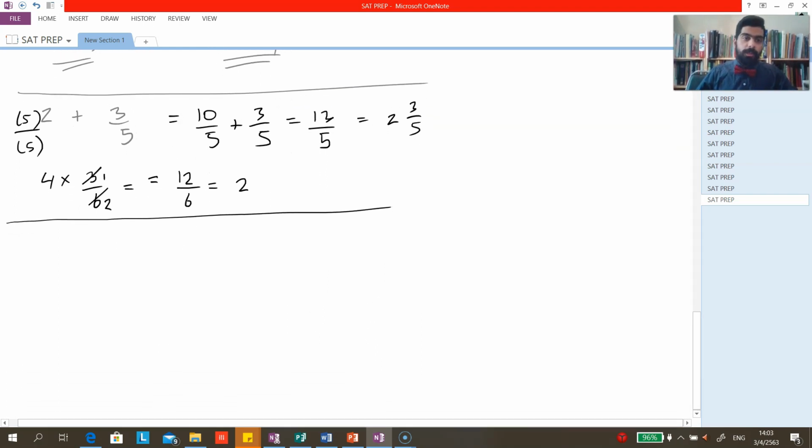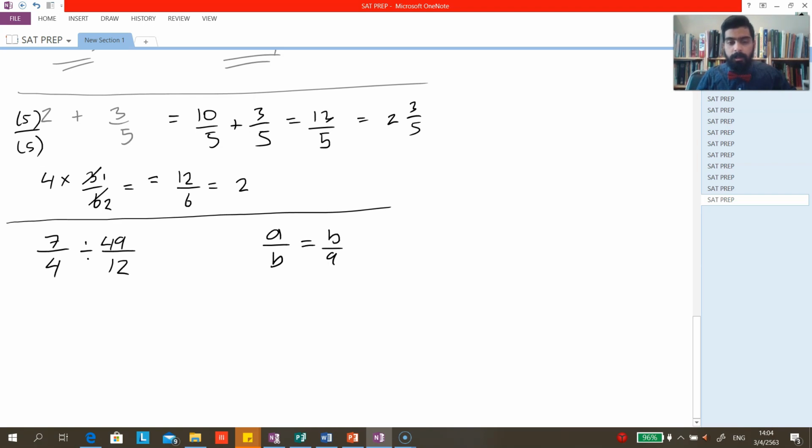Now, let's go into how to divide fractions. So let's say I have 7 over 4 divided by, let's say, 49 over 12. In this case, what we do is we have to find the reciprocal of the second fraction. So the reciprocal of A over B would be B over A. The reciprocal, in other words, is A over B to the power of negative 1. That's the reciprocal. Okay, guys?